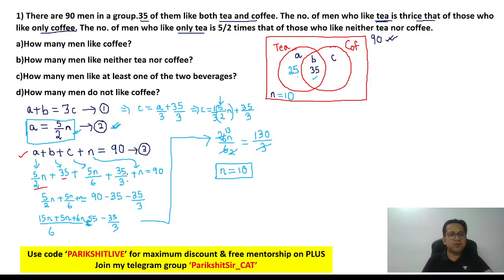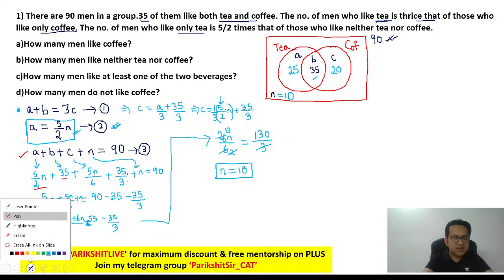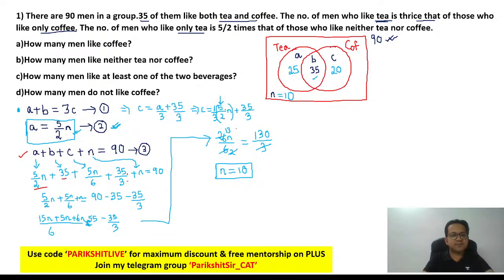So how much will C come out to be? Put it in equation 1. How much is A plus B? A plus B is 60. 60 divided by 3. C is going to come out to be 20. That is it. We are all set to get started with the questions. Any doubt in this? Are we clear on this?